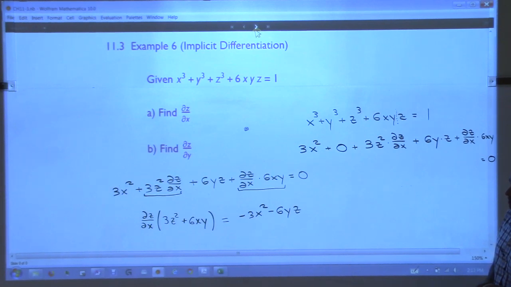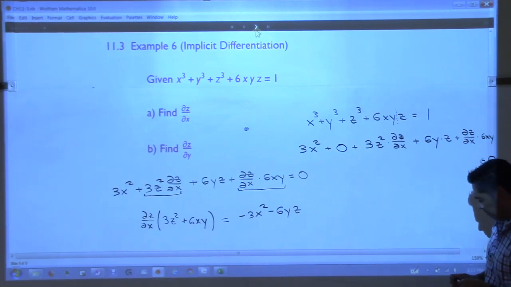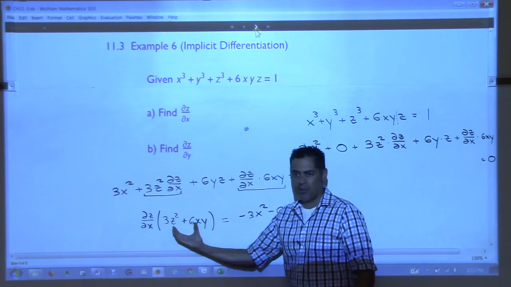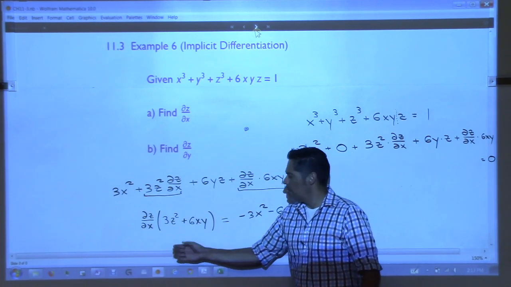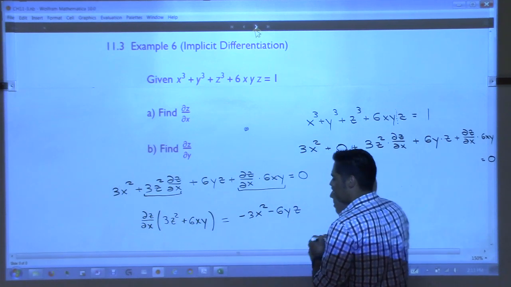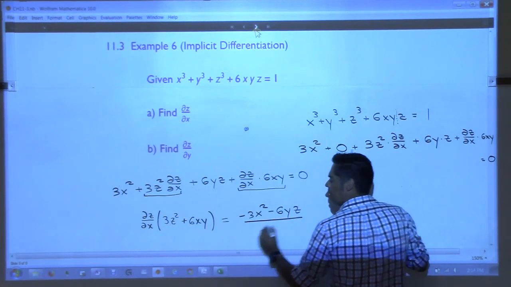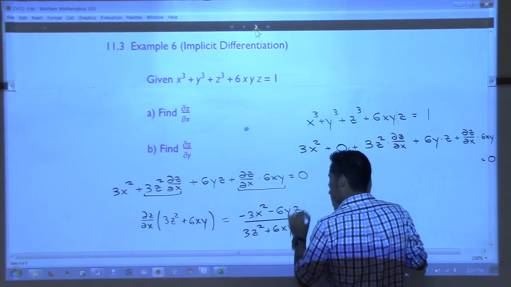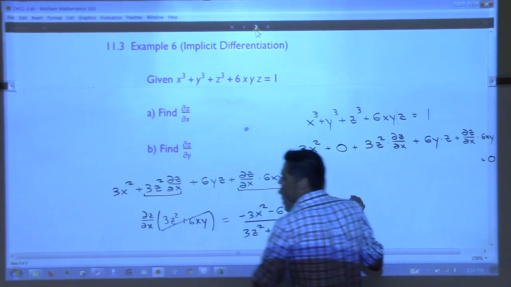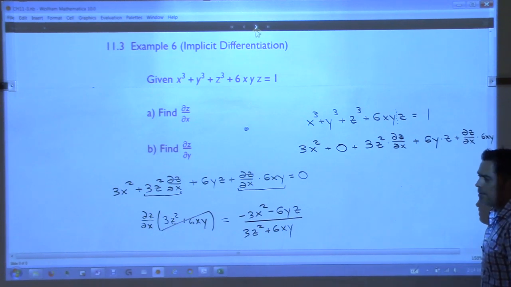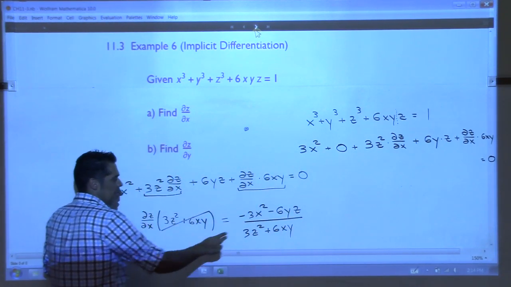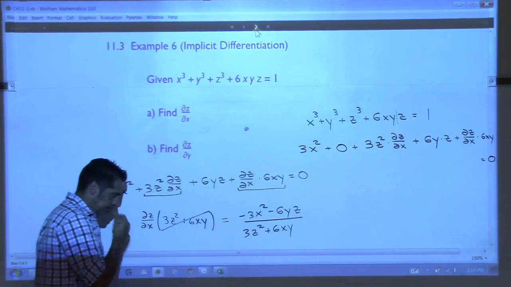Last step, just divide through, right? Take this whole thing in parentheses, divide it out on both sides. So I'll divide this side by that and then this side. So I'm just going to throw it in here: 3z squared plus 6xy. And then it'll cancel on that side, or it'll reduce out, and that's it. So your partial of z with respect to x is this expression.